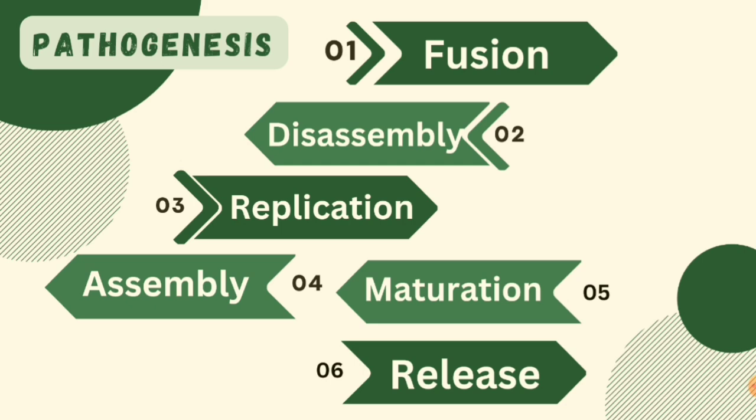Then this dengue virus infects the local lymph nodes and enters the blood as well. So talking about the algorithm of pathogenesis of dengue fever, it includes fusion, disassembly, replication of the virus, assembly, maturation and release of the virus.